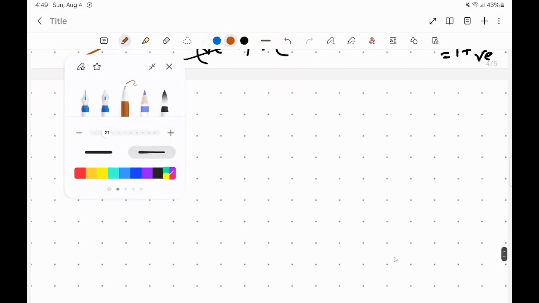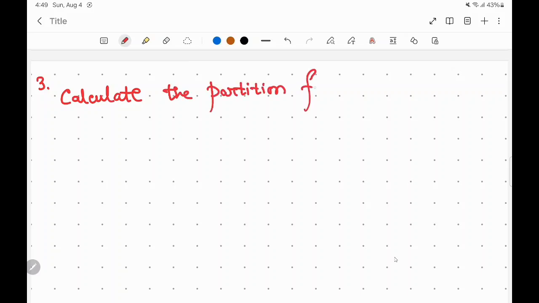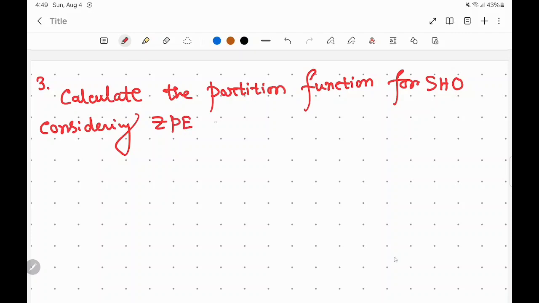Okay. So now going to the third question, the one I was talking about, which I have to do first. Now calculate the partition function for a simple harmonic oscillator, considering zero point energy and without considering zero point energy, and the population as well.